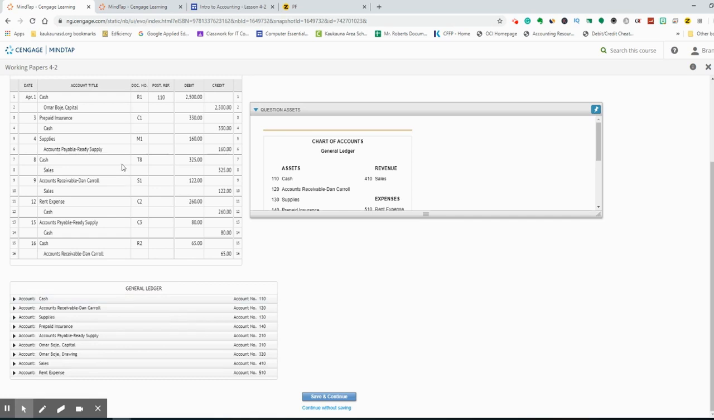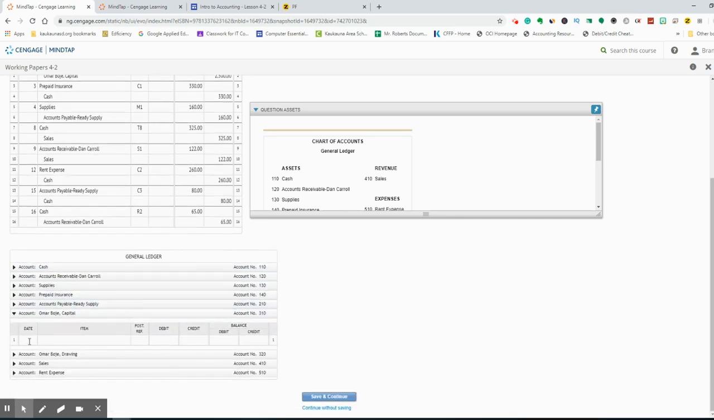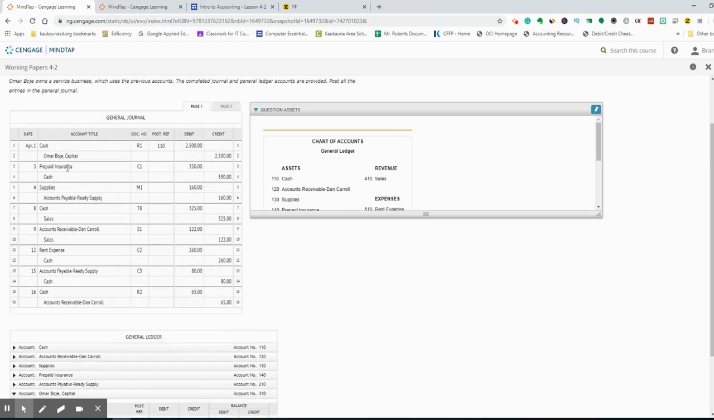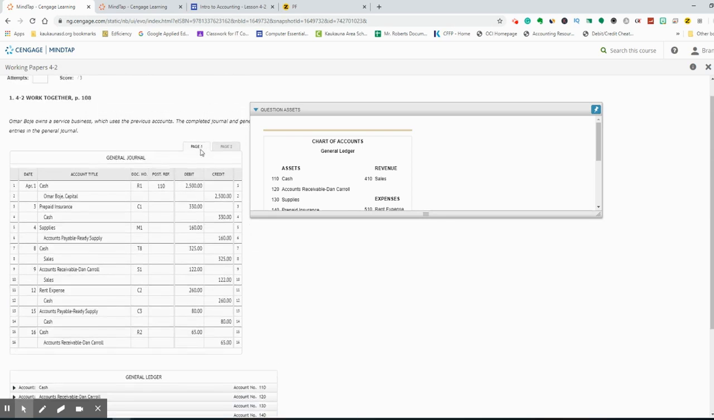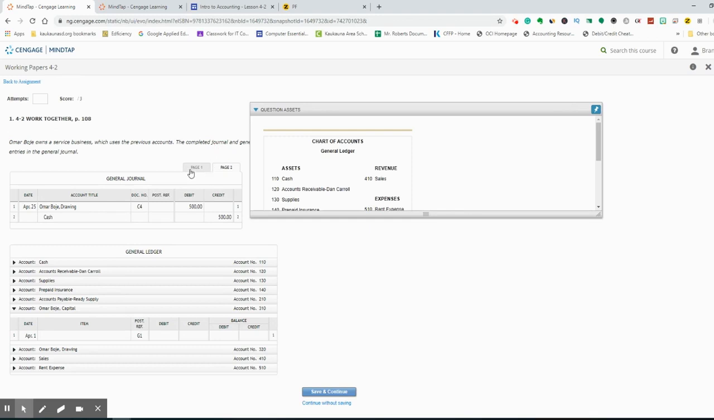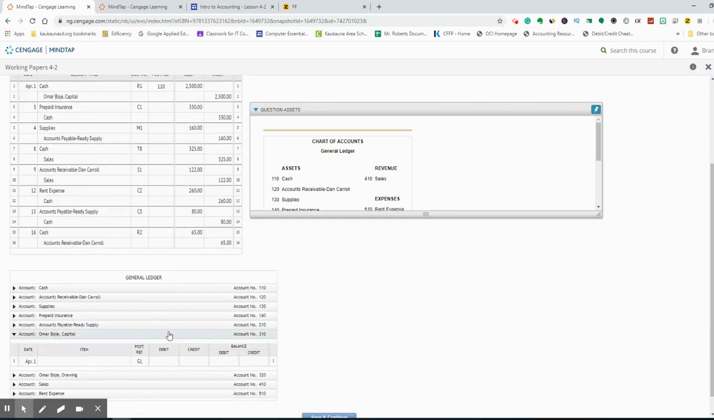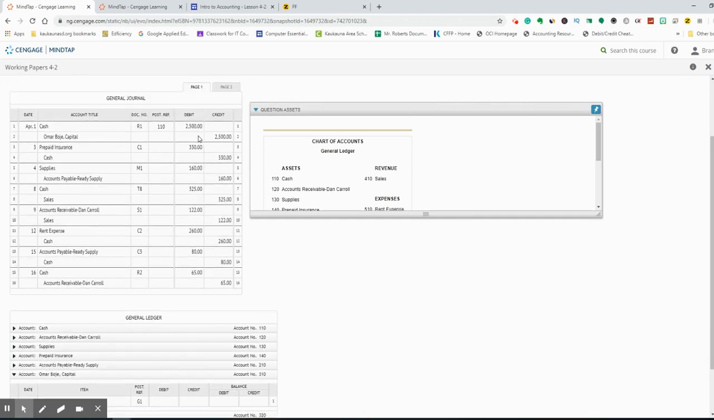Okay, so cash is done. Next, we have Omar Boje Capital. Let's go down here, and once again, we're going to put in the date. First one, so it's going to be April 1st. Let me put in the post reference number. You guys, all of this is going to be G1 when we're working on this first page, right? General journal page 1. When I go to page 2, then it'll be different, but right now it's all G1. Next, we are going to write the debit or credit amount. Well, it looks like it was a credit of $2,500.